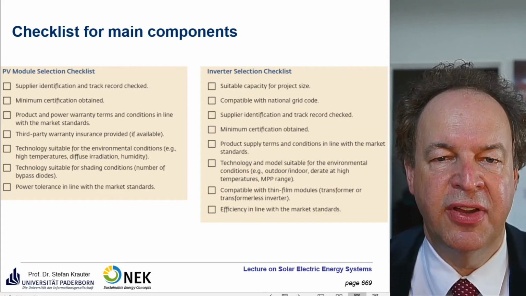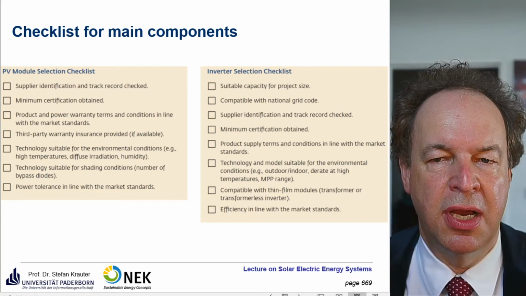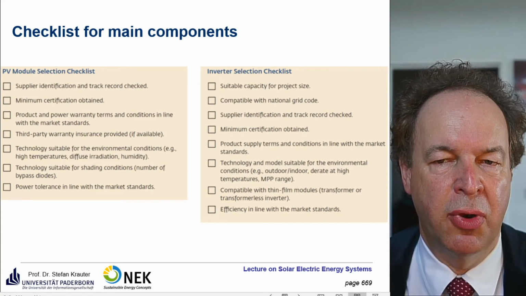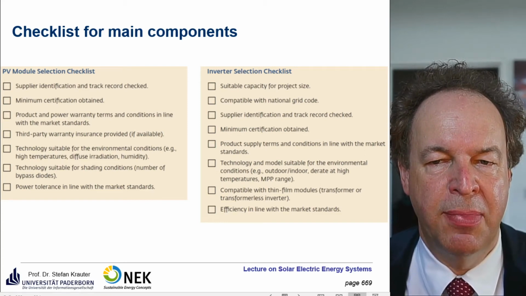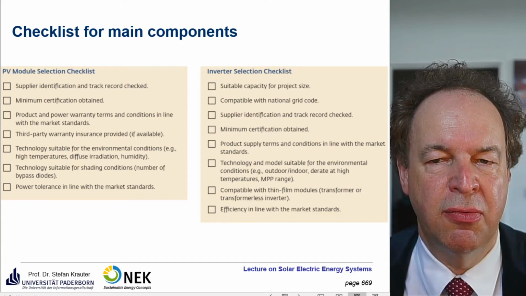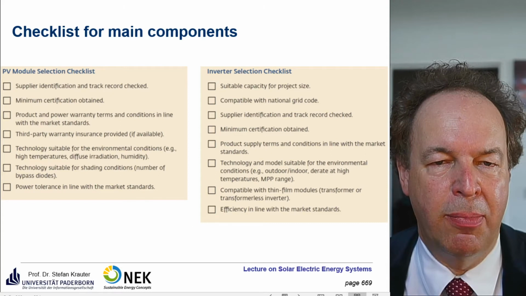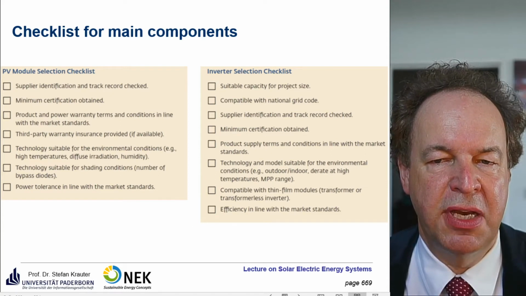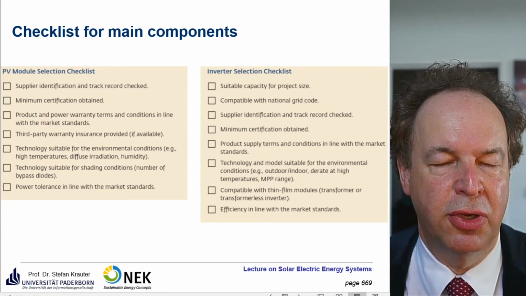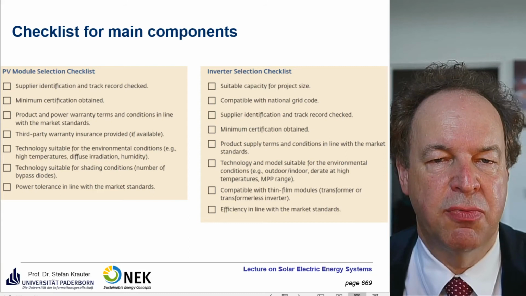Then the supplier identification and track record checked, same as for the modules. You want to make sure that in 20 years there is still someone from the company who may repair the inverter, or even better, have a warranty for that. But usually the warranty for inverters is standard for 10 years. Don't know why, if the whole power plant is 20 years, there's a 20 years warranty for the modules, but not for the inverters. Usually you make sure to negotiate a 20 years warranty for that.